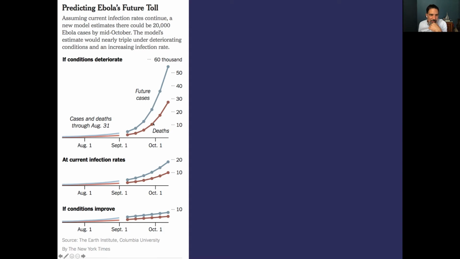predictions about cases and deaths under different scenarios on the right here. One where conditions deteriorate and the infection rates become worse than they had been to date. One where the infection rate stays about the same as it was on August 31st, and one where the conditions improve, for example, through more effective outbreak control measures. And you can see the predicted outcomes from this model.